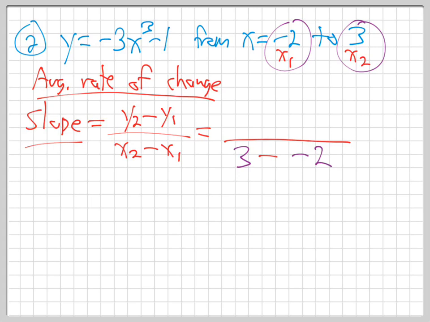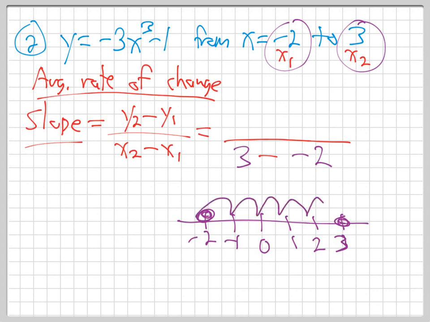So why is that 5? What's going on here? Because here's 0, here's negative 1, negative 2, and here's 3. How far is it from negative 2 all the way to 3? 1, 2, 3, 4, 5. That's why the bottom is going to be 5. Does everybody see what we're doing down there? We're finding how far it is from one x value to the other by subtracting those.